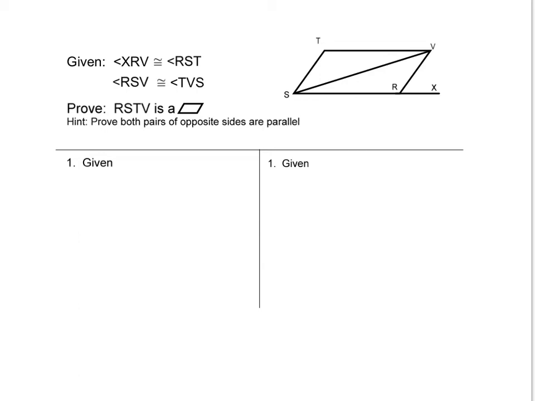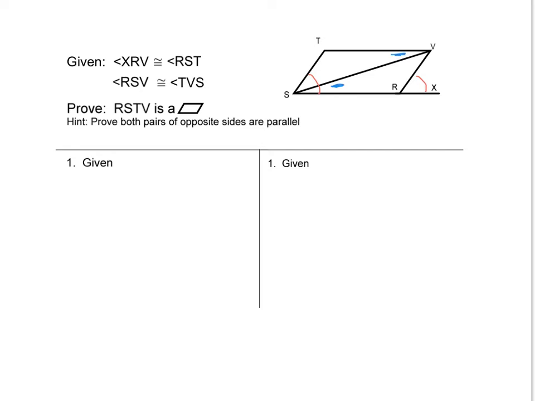Okay, let's do a proof now. Let's prove RSTV is a parallelogram. We're going to do this by proving both pairs of opposite sides are parallel. So therefore now we have our givens. Angle XRV is congruent to angle RST. So RST is this angle right here, and that's congruent to XRV. We also have now that angle RSV, this guy, is congruent to angle TVS, this guy. Okay, so there were our givens.